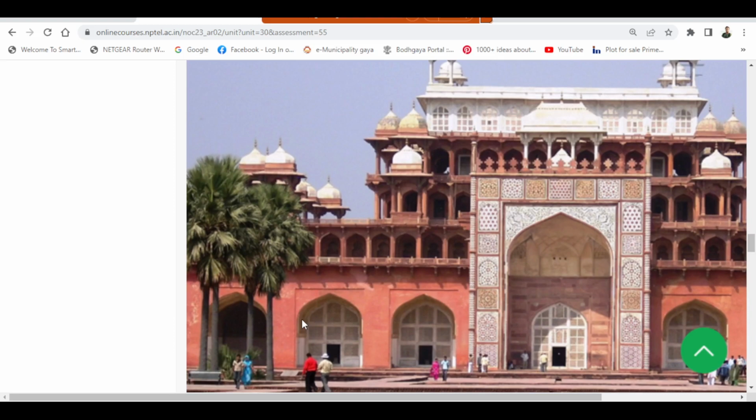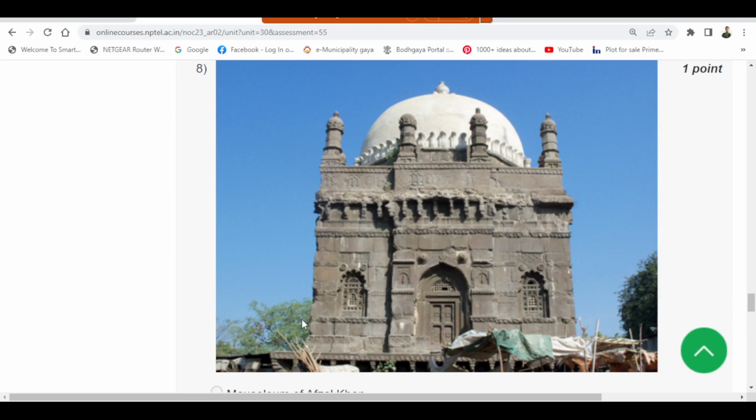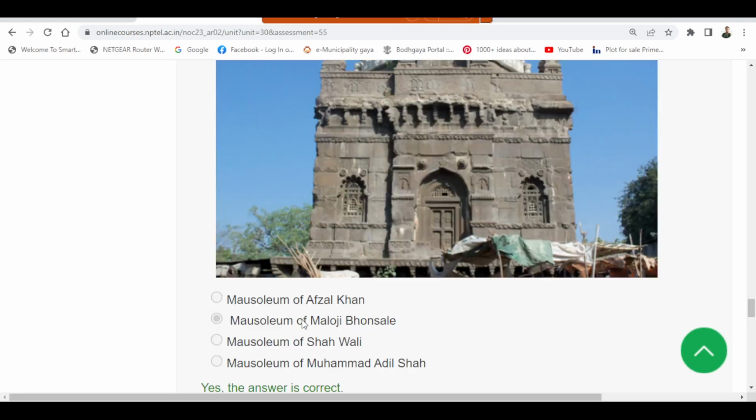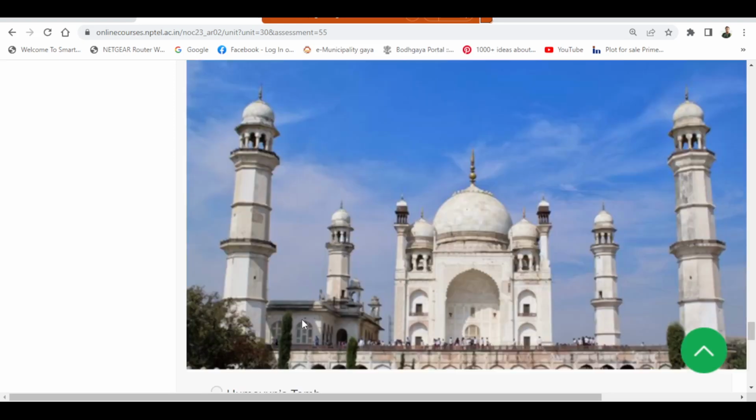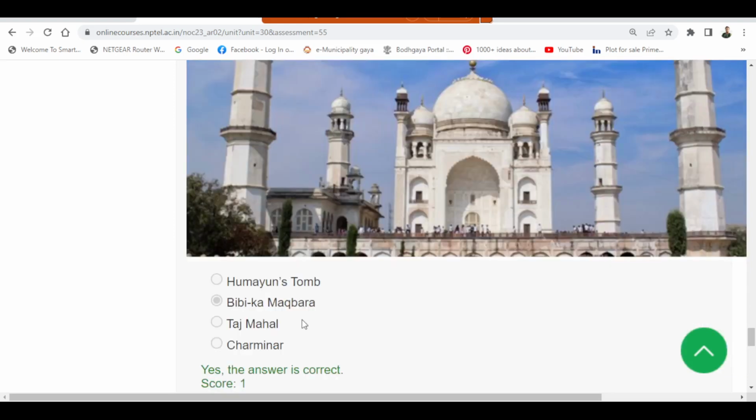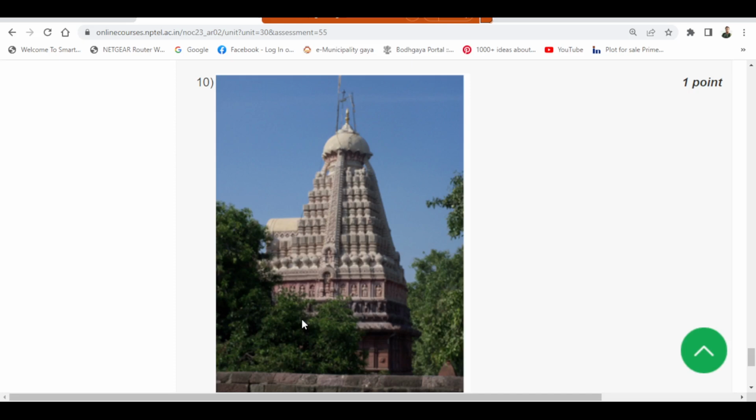Okay, this one. It's the tomb of... Mausoleum of Shivaji. Maloji Bhosle. Yeah, both. Mausoleum of Maloji Bhosle. This one. Bibi Ka Maqbara. Okay, so this is Bibi Ka Maqbara, and this temple, that's a Bhumija style temple.